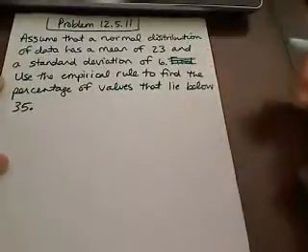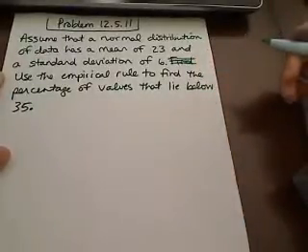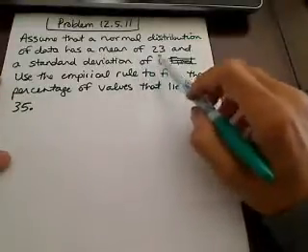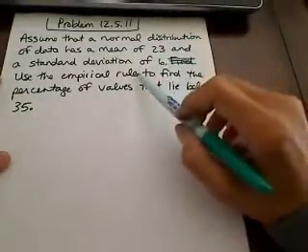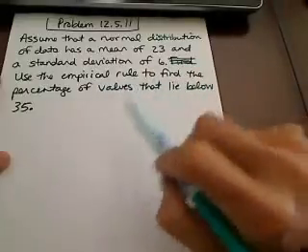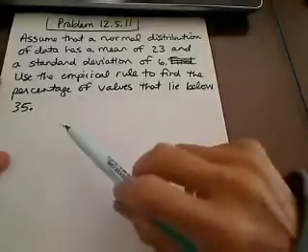Okay, so this is problem 12.5.11, and they ask us to assume that a normal distribution of data has a mean of 23 and a standard deviation of 6, and then they want us to use the empirical rule to find the percentage of values that lie below 35.